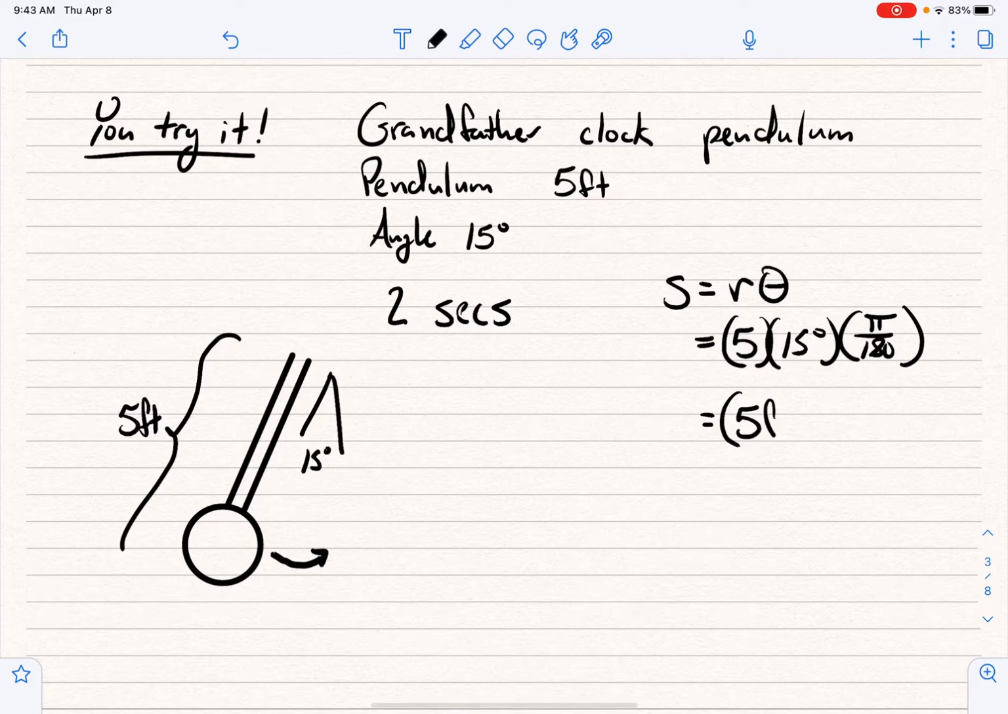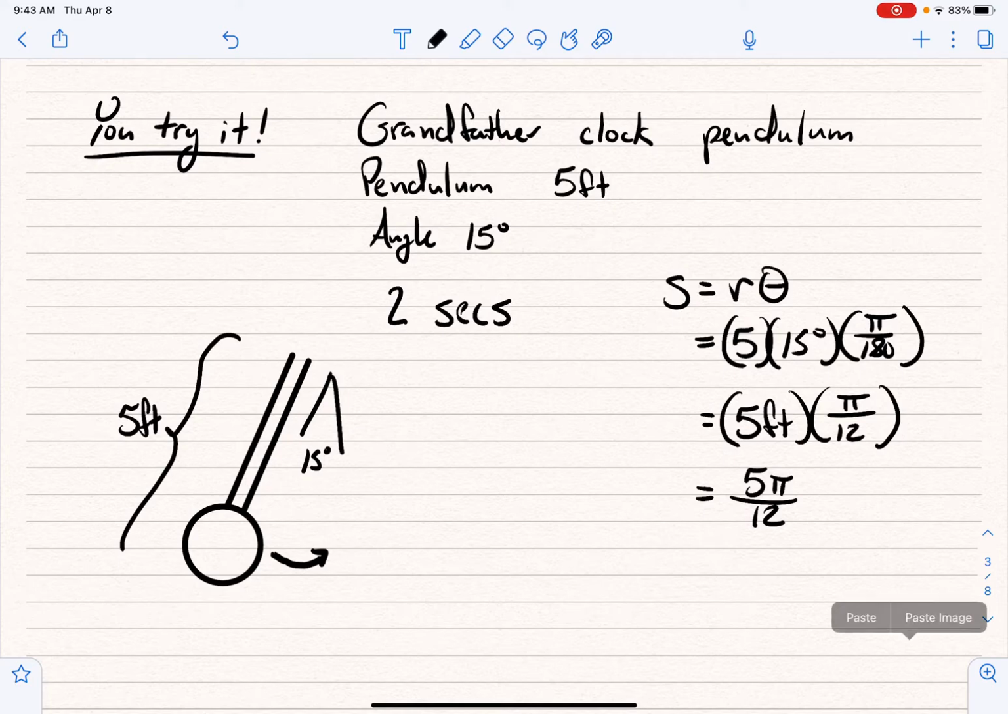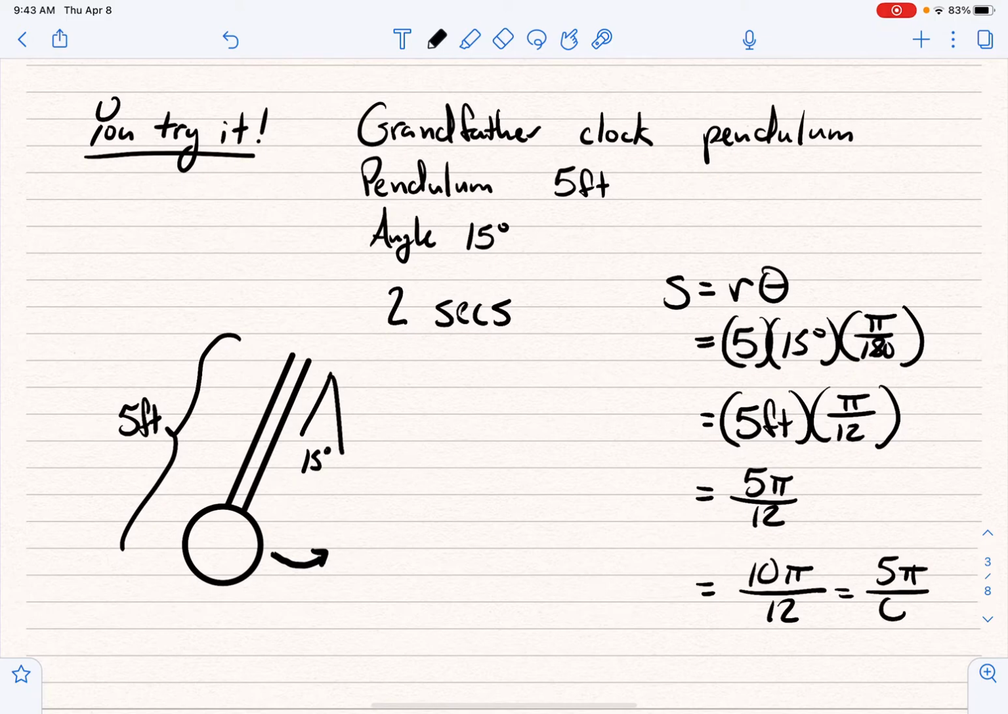So maybe you're able to figure some of that out. But I have pi over 12, and so what would that give me? That would give me 5 pi over 12. Now that's one swing, which we said was happening every 1 second. So in 2 seconds, I would want 10 pi over 12, which is the same thing as 5 pi over 6. So 5 pi over 6 is how far it's traveling.